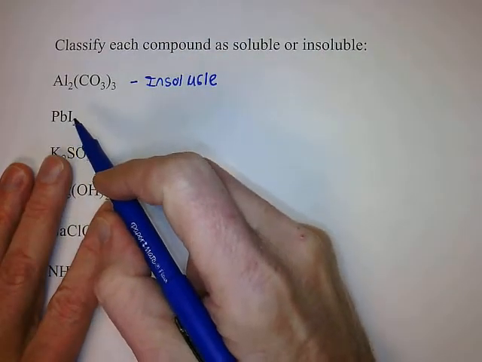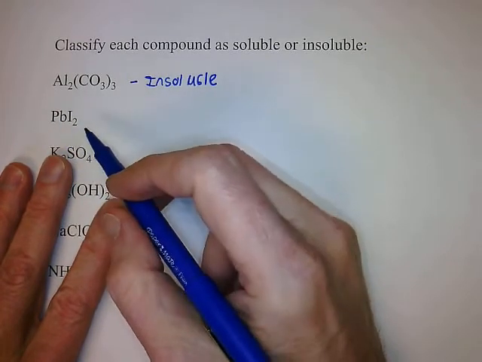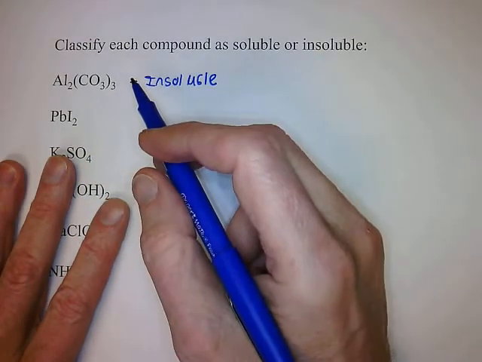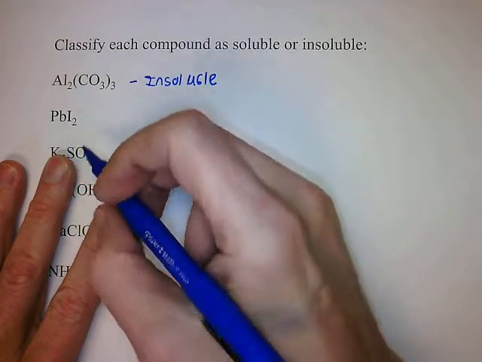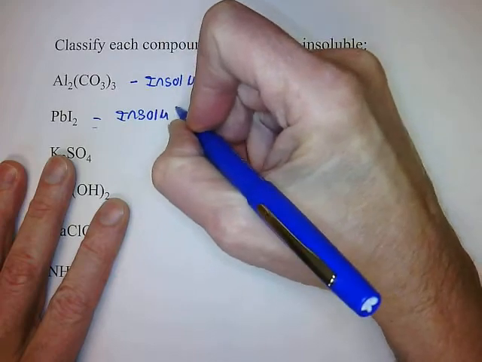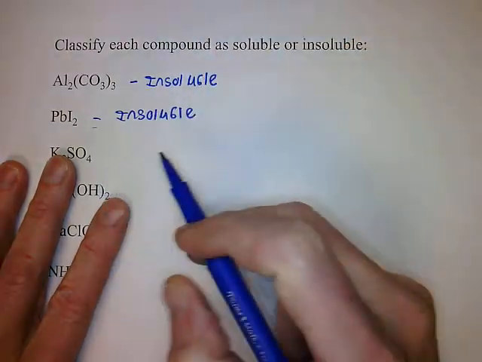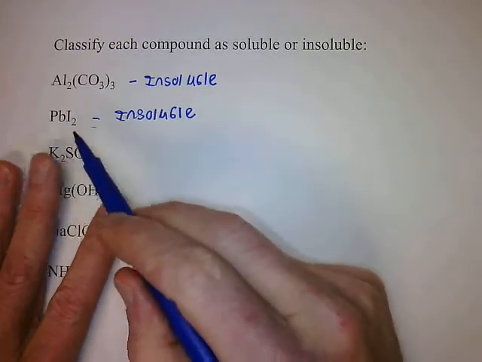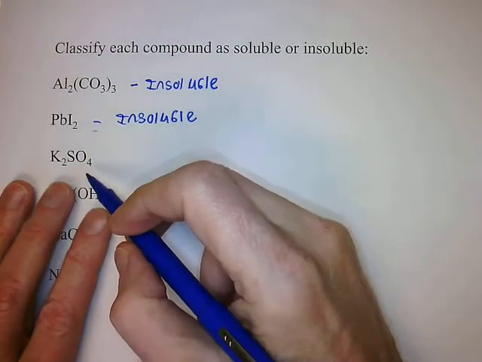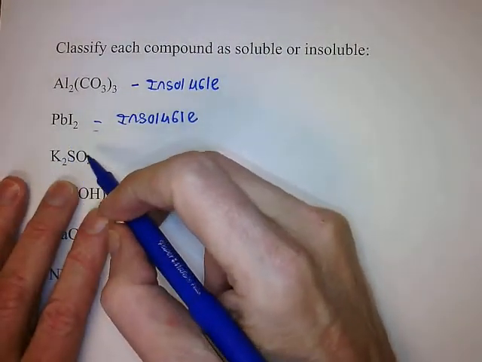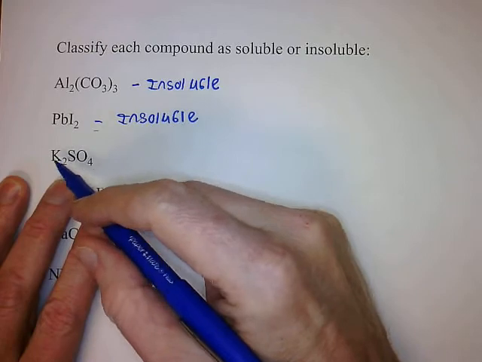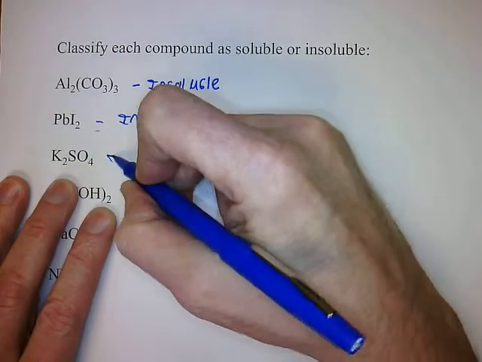Okay. Lead iodide. Now we said the halide ions, chloride, bromide, and iodide are generally soluble with exceptions, but lead was one of the exceptions, so that is insoluble. In fact, lead iodide produces a very, very bright yellow, golden, orange, yellow colored precipitate. Okay. Potassium sulfate, generally soluble except with 1As. Potassium is a 1A metal, right? It's an alkali metal. That's going to be soluble.